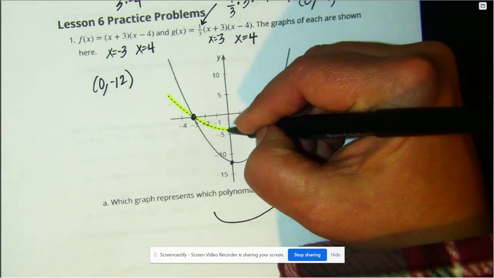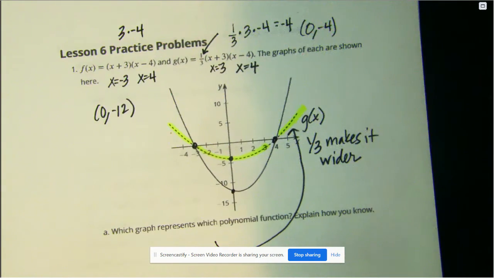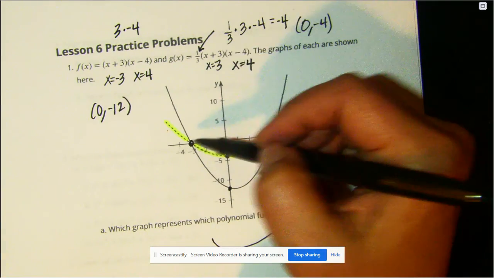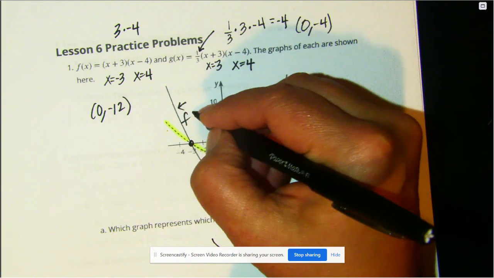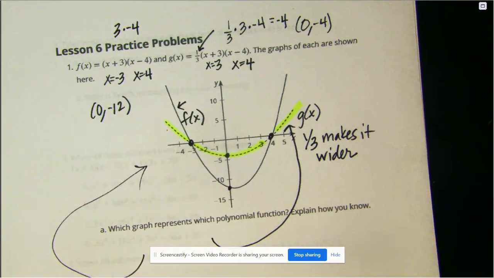See that right there? So that's another strategy. Whoops, you couldn't see the top of my paper, sorry. Okay, but in general, the fraction out front makes it wider than this one. So this one is f of x. Look up here, see my work.